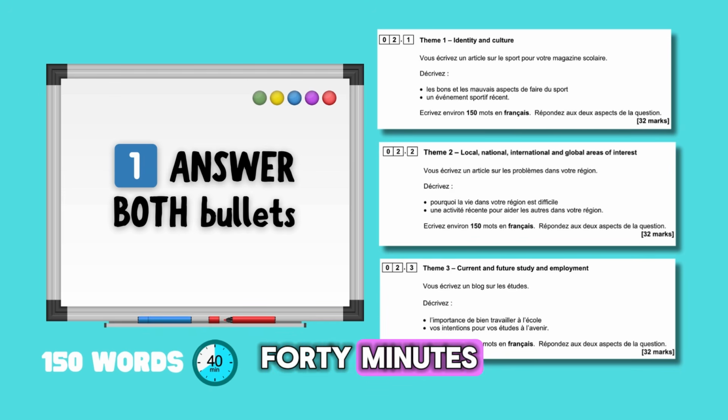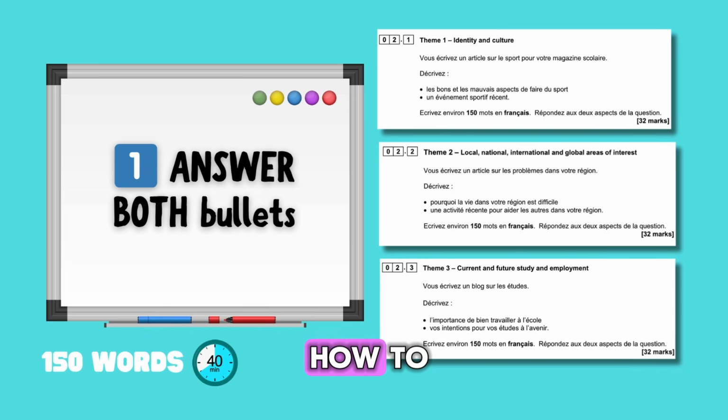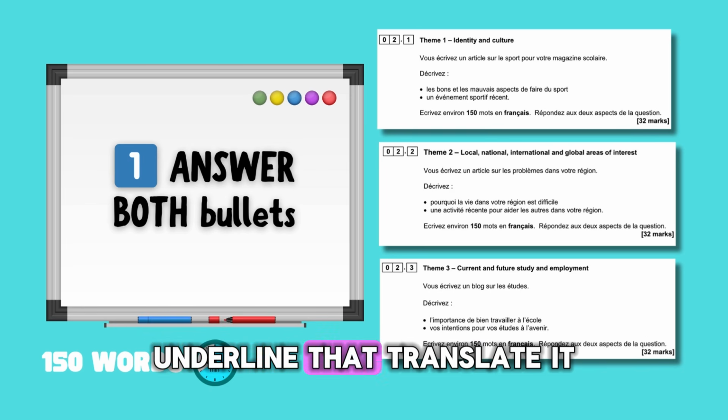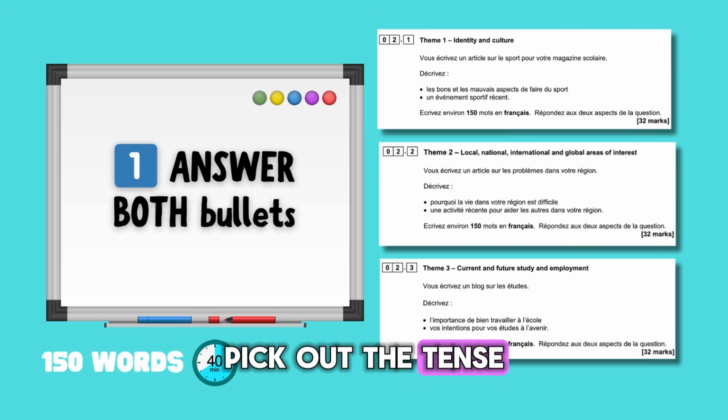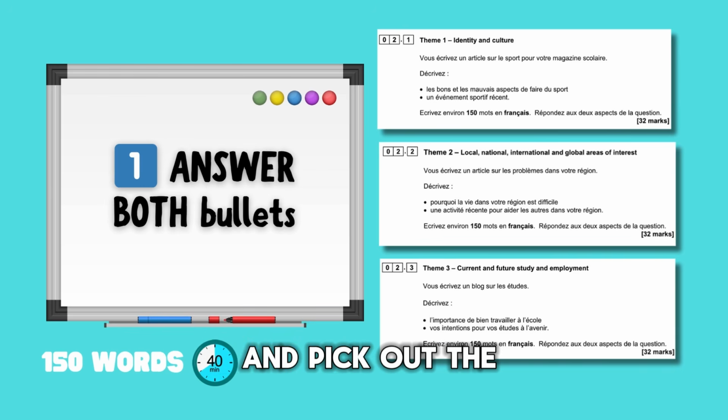So you've got about 40 minutes. Make sure that you answer both questions. If you're not sure how to answer them, look: is there a question word? Underline that, translate it. Pick out the tense: is it present, past, future, conditional? And then try and pick out the nouns that you understand and adjectives, and try and make the best sense that you can from that information.